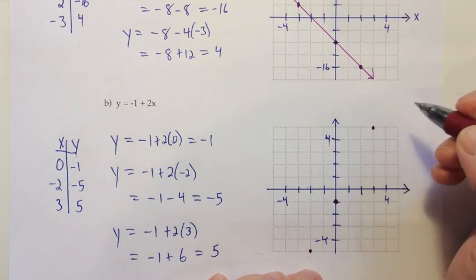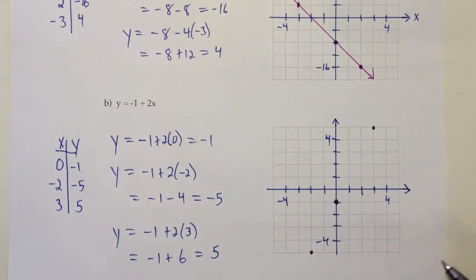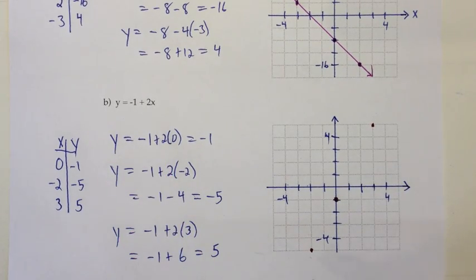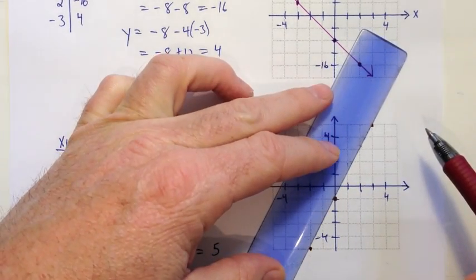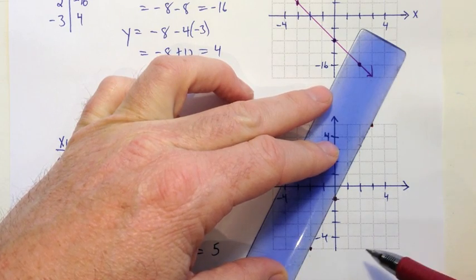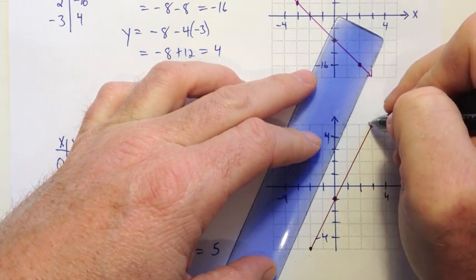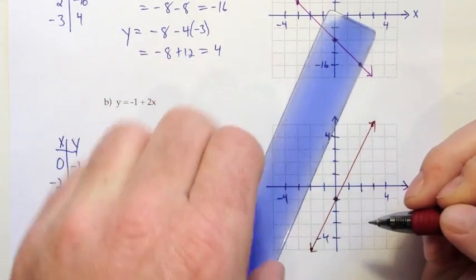And I see a couple important things. 1, these are lining up, and 2, I had a positive slope of 2, and I'm getting a line that has an upward path as I move from left to right. So that all seems to be confirming that things are going well on this line.